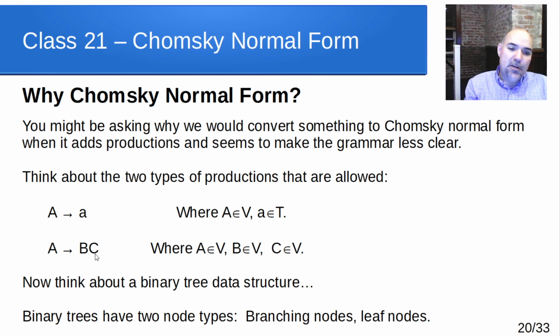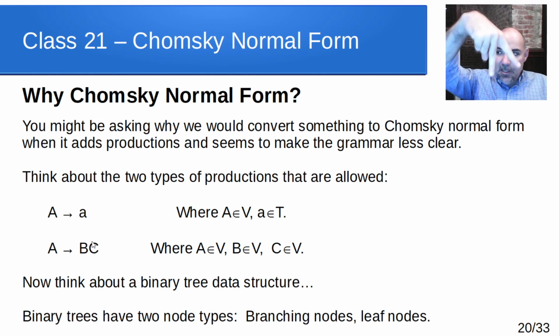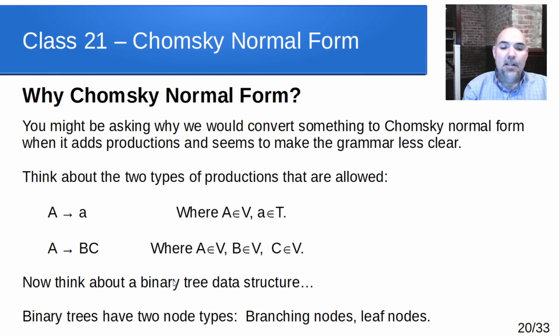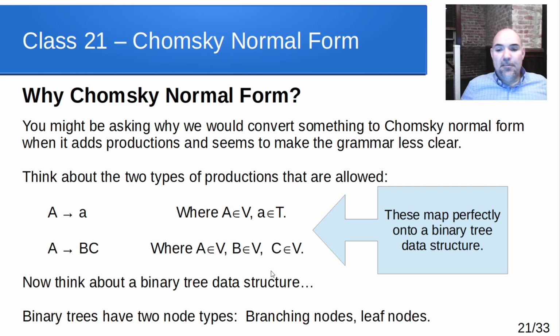Variable producing two variables, that's a branch that is guaranteed to only branch two ways. It'll branch to one side and the other side, and then this thing could either end or have another branch below. The reason for this is it maps perfectly onto a binary tree data structure, and that means we could create a grammar that fits very nicely onto a binary tree, and that can help us in a number of ways.